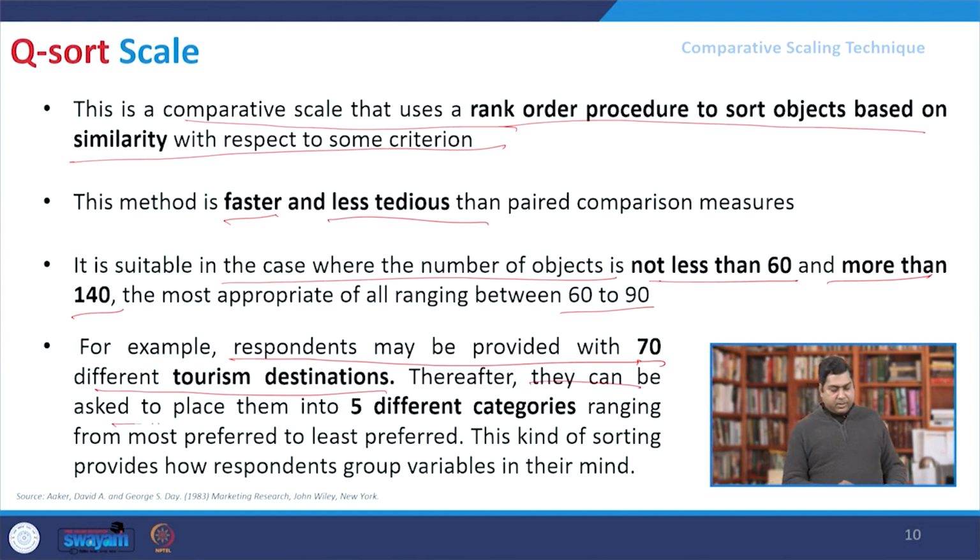Thereafter, they can be asked to place them into 5 different categories: most preferred and least preferred at the 2 extremes, and then preferred, not preferred, or maybe something neutral, average. They can group all those 70 destinations into those pockets. This kind of sorting shows how respondents group the variables in their mind. So it is again an exercise in making a trade-off. Should I put this location in the most preferred list, or maybe the least preferred list?